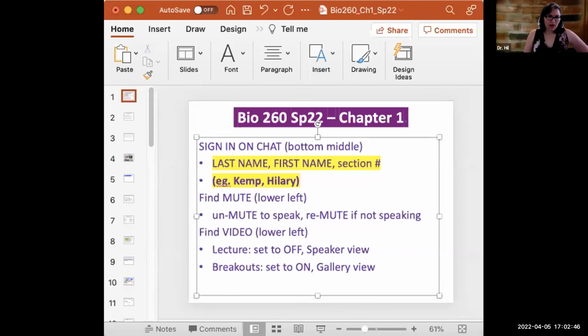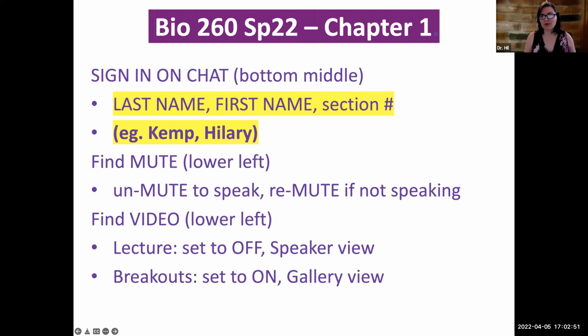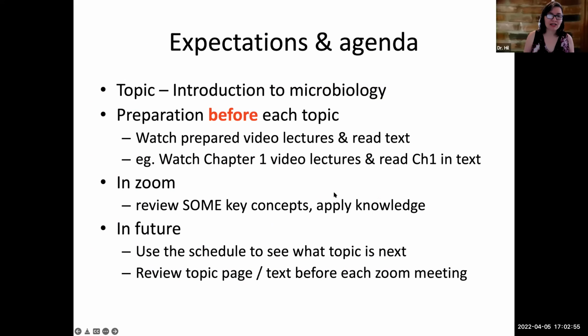And so just a couple of things that I want to say at the outset, because we're so early in the quarter. The first thing is I just want to remind you of what the expectations are for these Zoom meetings. There's always a topic for the Zoom meeting, and you can see what it's going to be on the schedule that's posted. My expectation is that you will prepare for these meetings ahead of time. So you'll look up what the topic is, find the preparation page, and watch the video lectures before coming here.